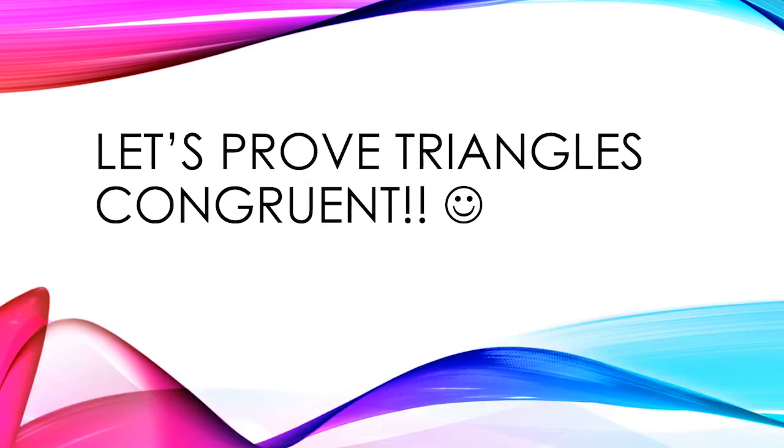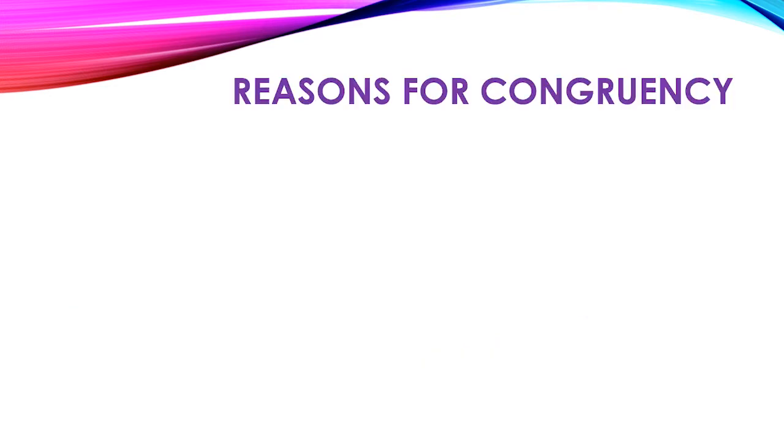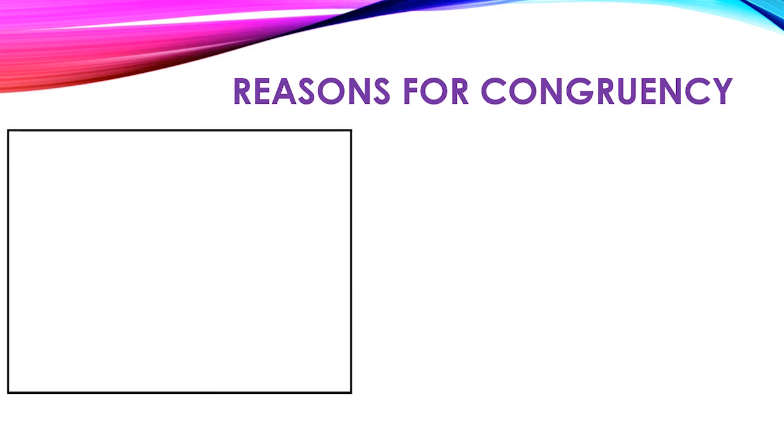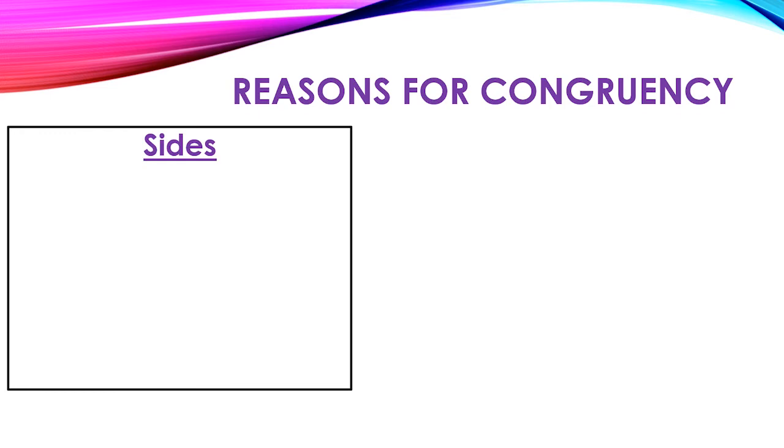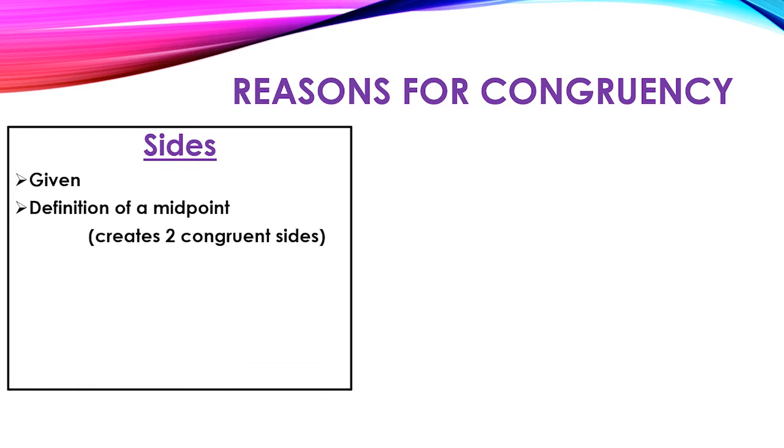All right, so let's prove some triangles congruent. And so let's look at some of the reasons that we could use to show congruence in our proofs. So if we want to prove two sides congruent, we could use, of course, the first statement is always given. So look at all of your given statements and just restate it. And the reason would be given. We have definition of a midpoint that creates two congruent sides. Also, we can use the reflexive property, again, where a segment is congruent to itself.